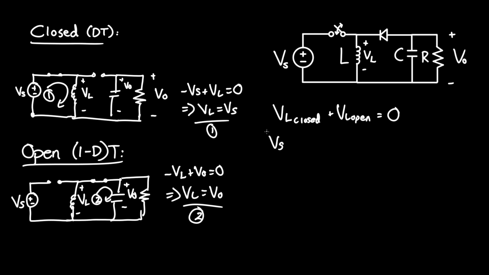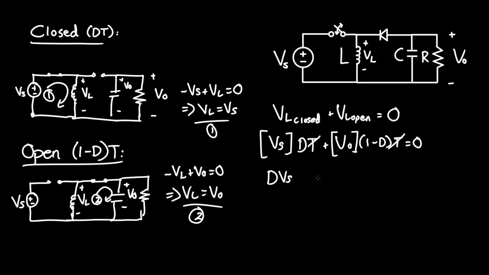So Vs times just dT plus Vo times (1 minus D)T equals 0. We can divide both sides by T. 0 divided by T is still 0, and that makes things a little easier. So, as a result, we get DVs plus, distributing the Vo, Vo minus DVo equals 0.